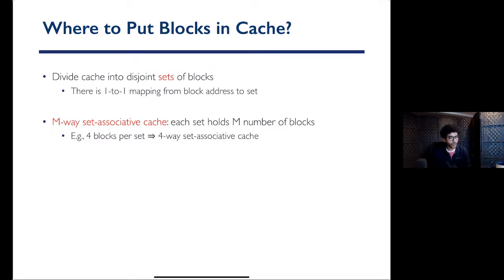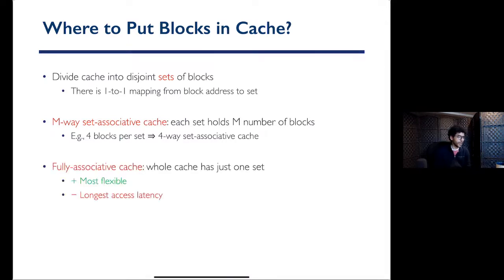For example, if each set has 4 blocks, then I have a 4-way set associative cache. A fully associative cache is a cache with a single set. So there is only one set. Therefore, all blocks in the cache belong to the same set, and all memory addresses are mapped to the same set because there is only one set.